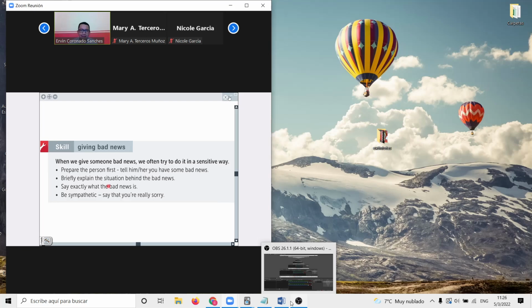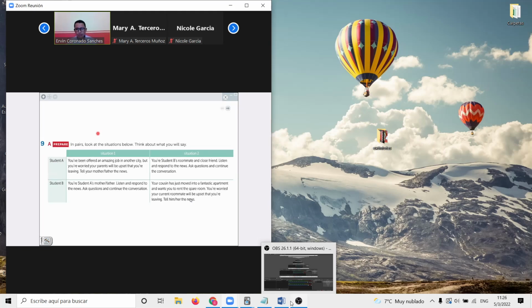Now let's see what your reactions are when telling your own news. We are going to work in pairs because this is the last part, and then we just finish. Let's do it very quickly, the sooner the better. Look at point number 9. You are going to choose only one situation. You decide who is student A or B. Read a situation and take turns to give your news to your partner.